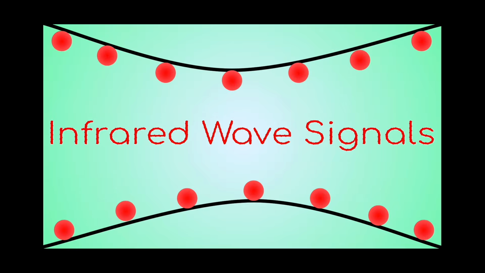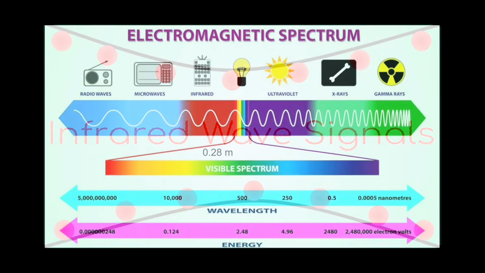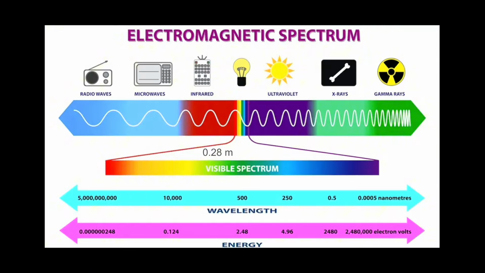So how is this possible? Well, the answer is infrared wave signals. All light falls somewhere on the electromagnetic spectrum, but what we are interested in is light that falls specifically in the infrared range.